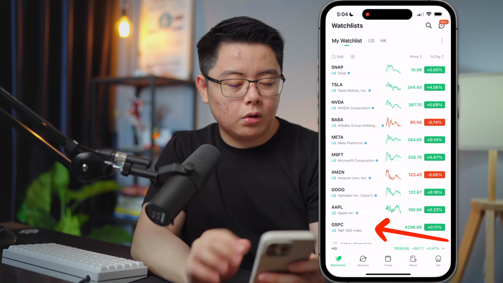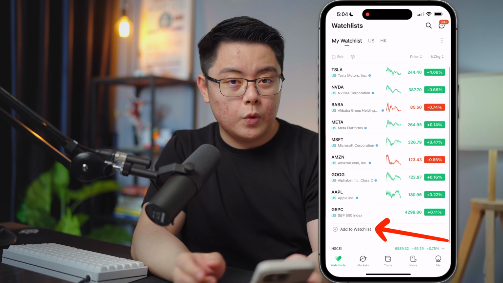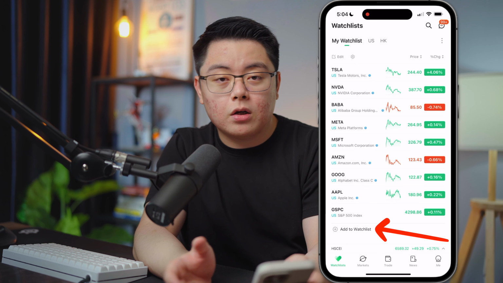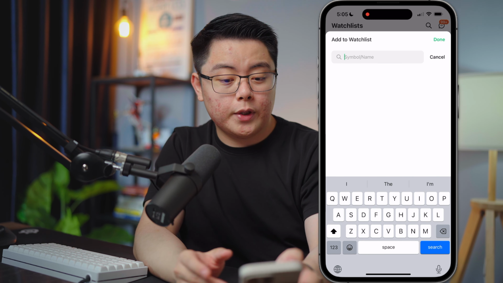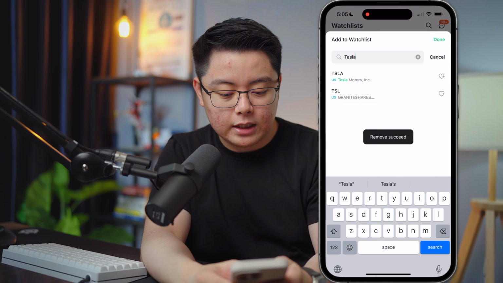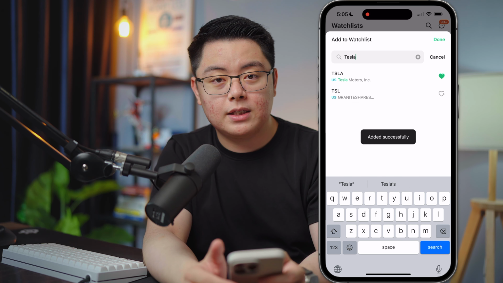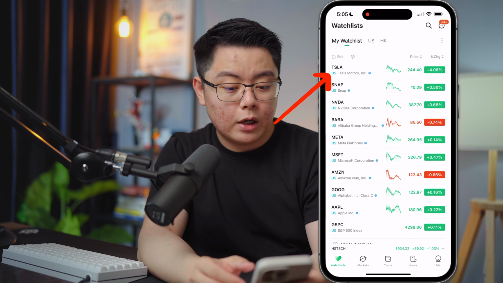So you can scroll all the way down and you will see this add to watch list button, which allows you to add any US or Hong Kong stocks that you like into this page for you to track. For example, we want to track our favorite EV company, Tesla. Type in TSLA and then tap the heart button, and there you have it. You should see Tesla with the TSLA ticker symbol now in your watch list.